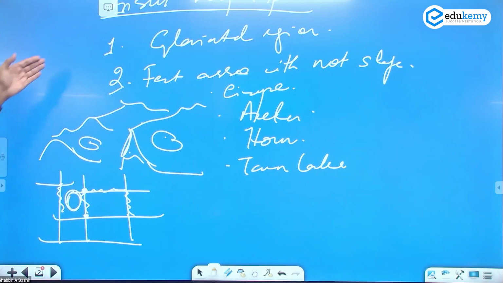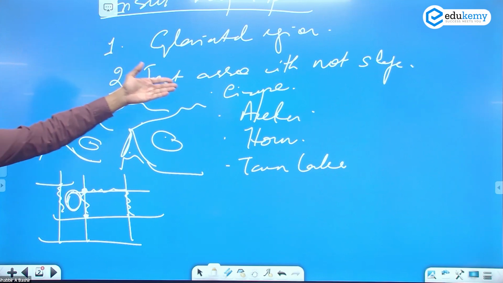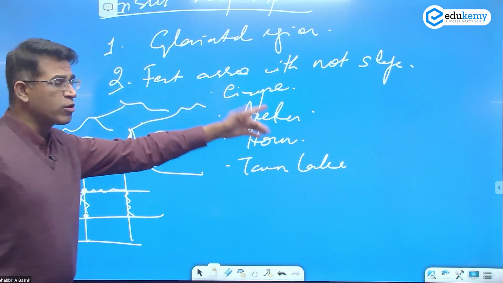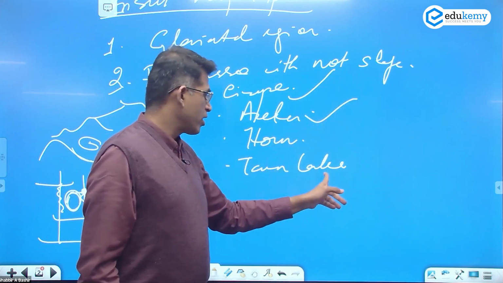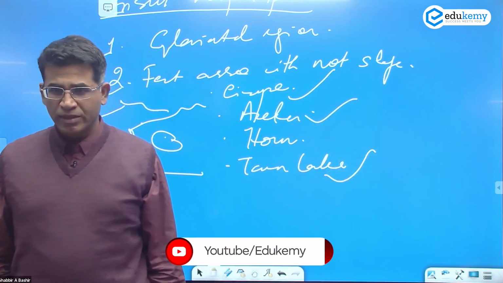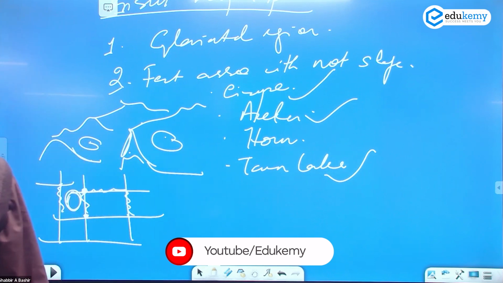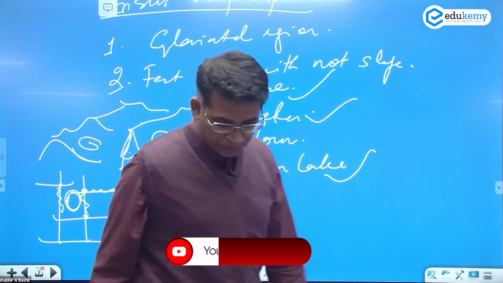Describe it. How is it formed? What type of features? You can make a diagram of this. You can show a tarn lake for that matter. You need not show the entire basket of eggs topography. So that's question number 1.